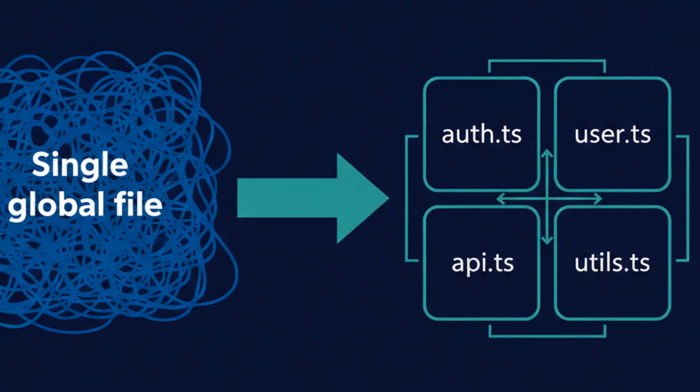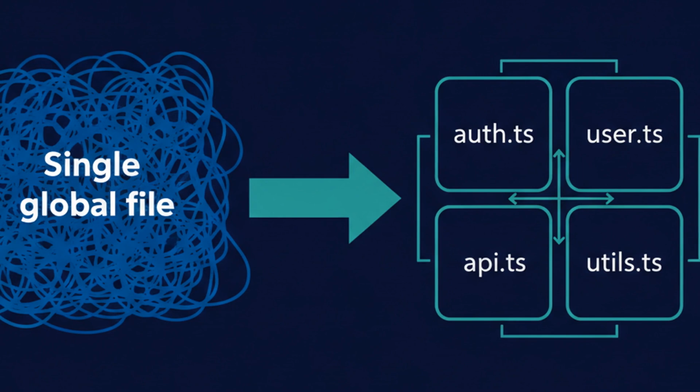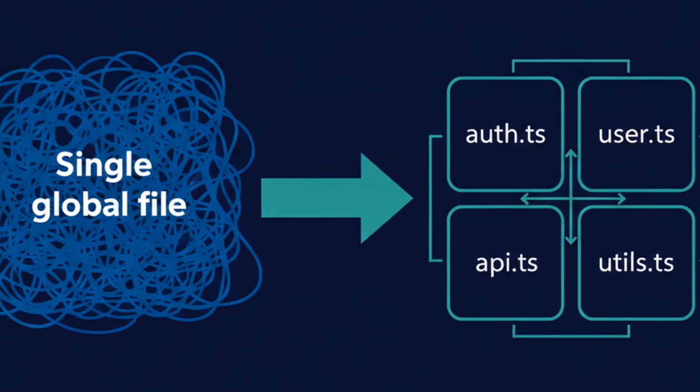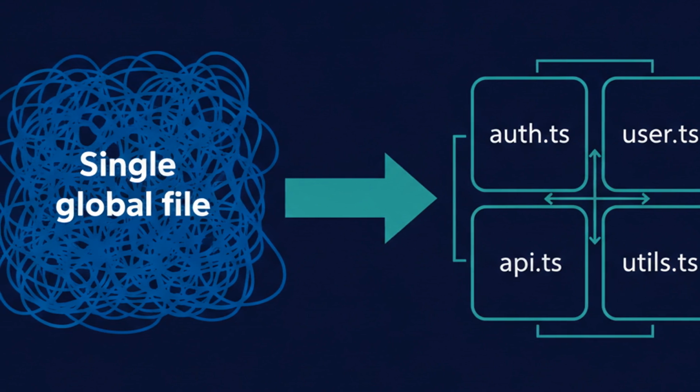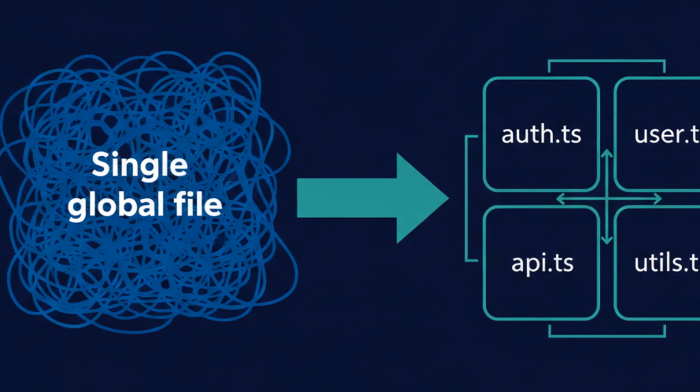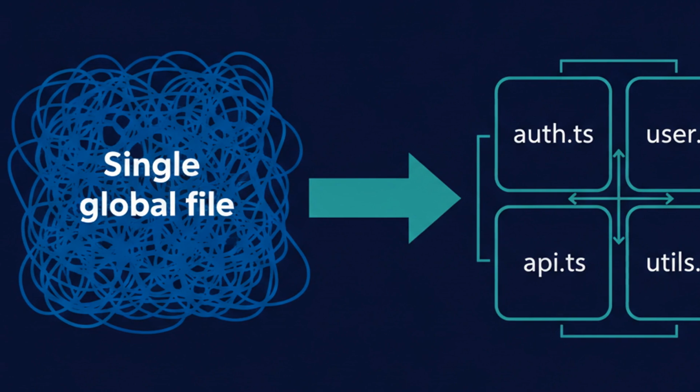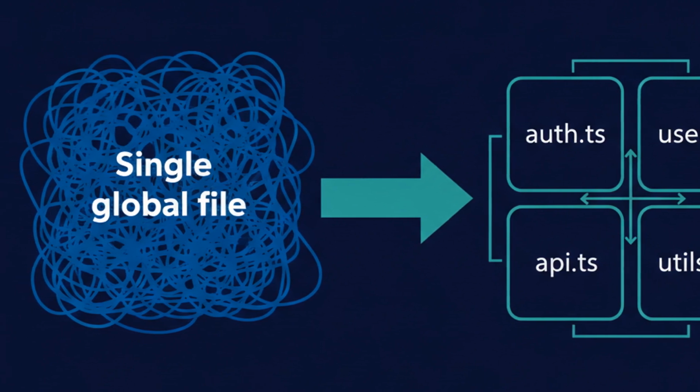Modules solve this. A module is simply a file that has its own scope. Anything defined inside stays private unless you explicitly export it. That single rule is the foundation of every clean code base you've ever seen.